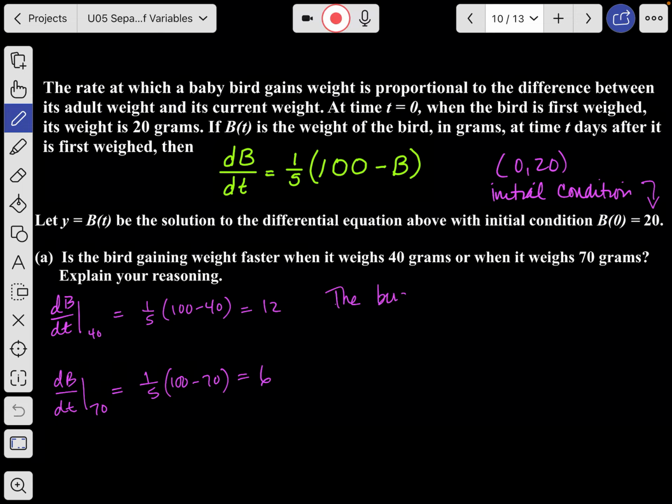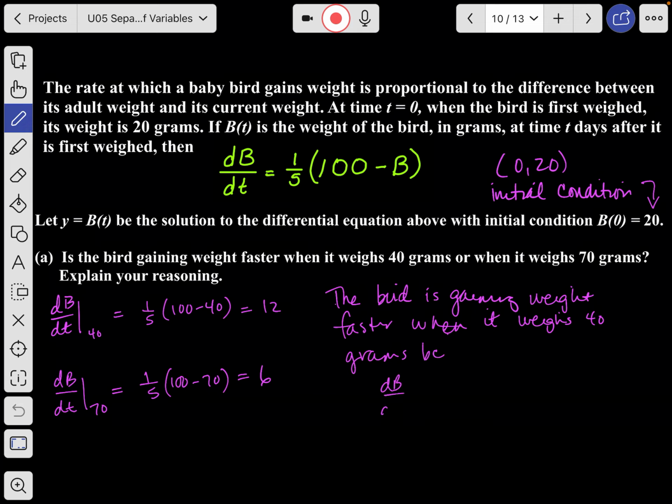So we can say the bird is gaining weight faster when it weighs 40 grams because dB/dt at 40 is equal to 12 grams per day. dB/dt at 70 is equal to 6 grams per day.